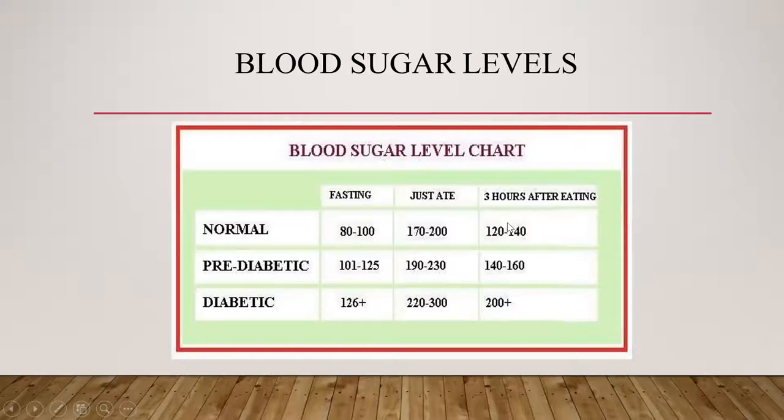See the difference between normal and pre-diabetic. If you see diabetic patients, when they are fasting, their blood sugar will be 126 plus, and just after eating 220 to 300, and 3 hours after eating 200 plus. So this is the difference between normal, pre-diabetic and diabetic blood sugar levels.